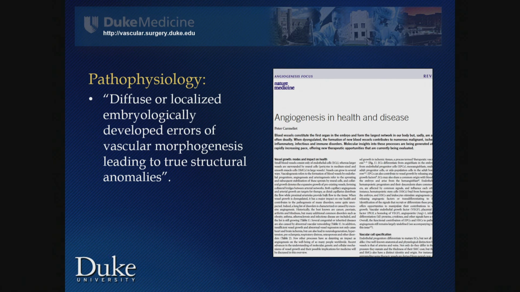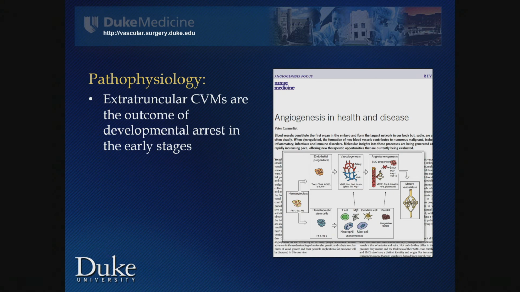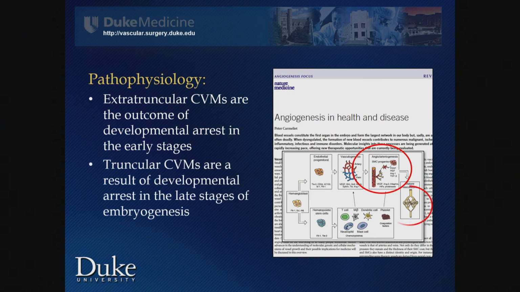So the pathophysiology we've talked about a little bit. I want to let you know the difference between truncular and extratruncular malformations, because that's going to be very important in our understanding of treatment. So extratruncular malformations are the outcome of developmental arrest in the early stages, whereas truncular malformations are the result of abnormal development in the later stages. And so for truncular malformations, these are going to be malformations or abnormalities in named blood vessels. So persistent sciatic artery or mid-aortic syndrome would be examples of that. We won't be talking about that today. These malformations are generally treated with more standard vascular techniques.